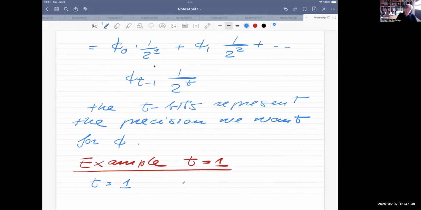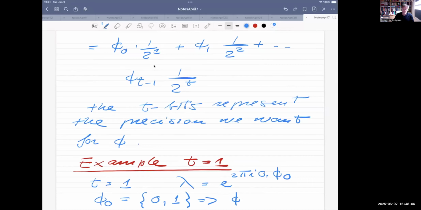And that clearly means that the value of phi, since this takes values 0 and 1, we see immediately from the formula which we put up here for the representation of a number in the binary representation, that if phi 0 is 0, we have 0. If phi 0 is 1, we just get a half. So there are only two possible values. So it means that phi is going to be either 0 or 1/2.